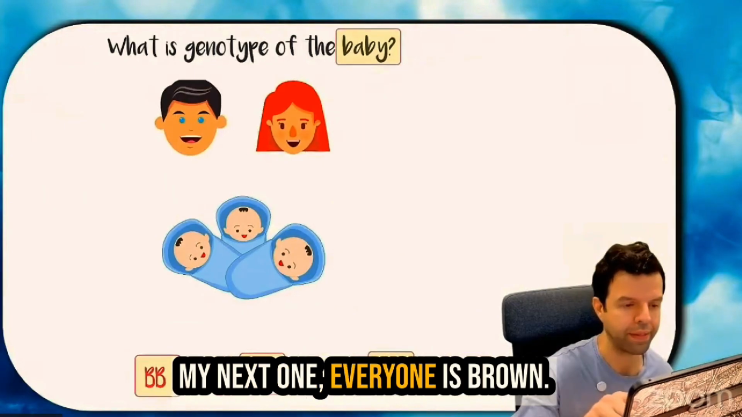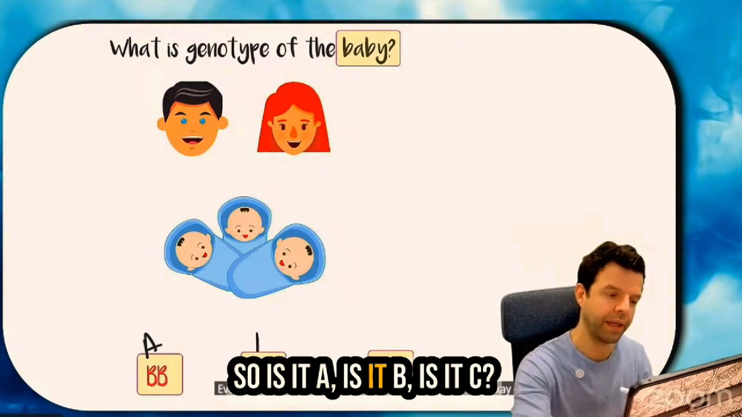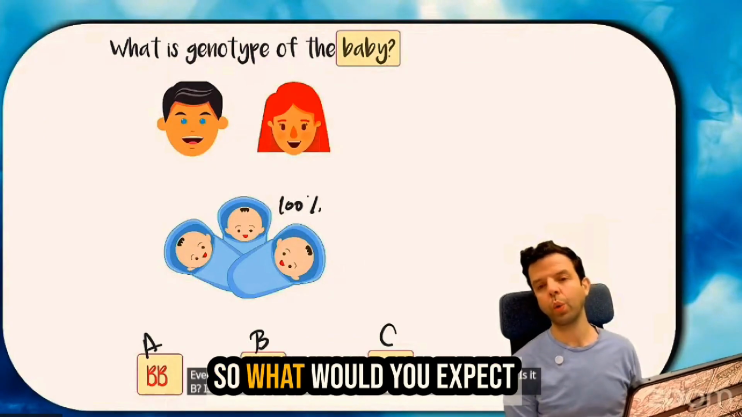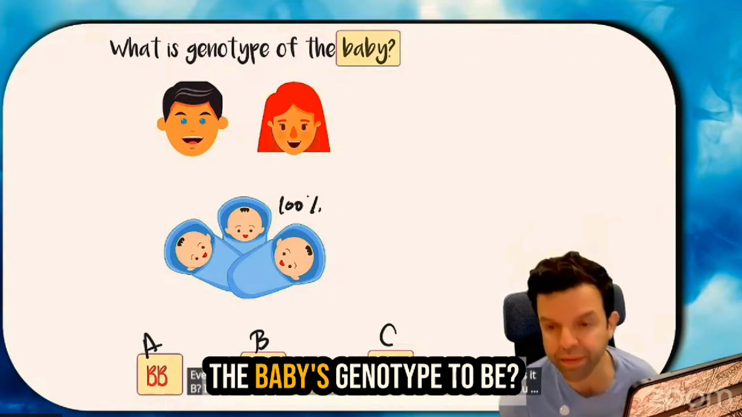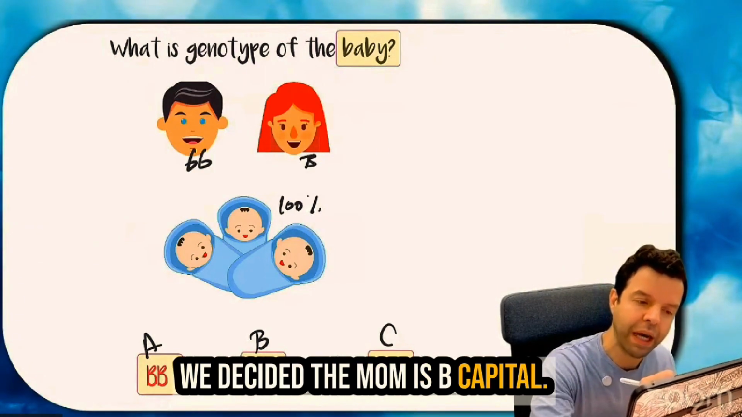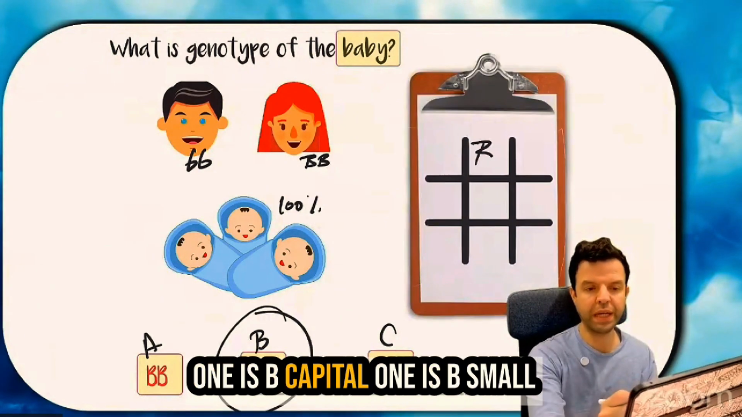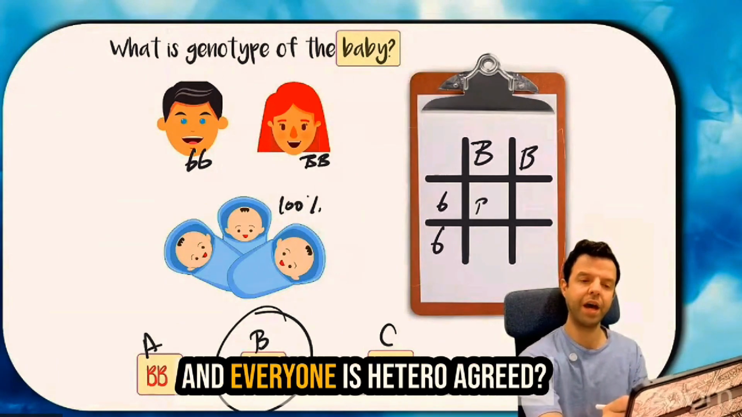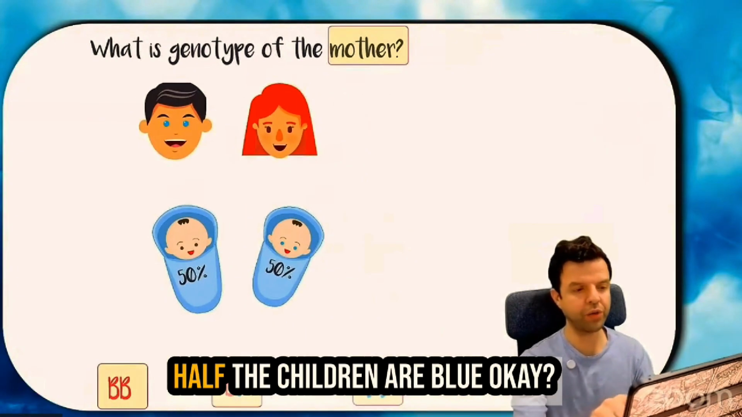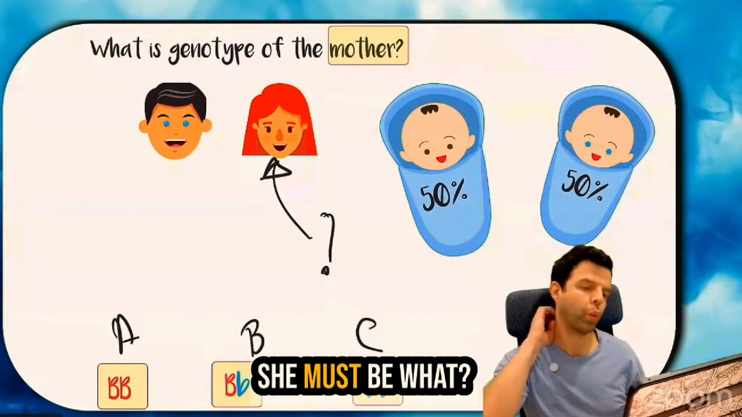My next one, everyone is brown. We want to look at the baby this time, okay? So is it A, B, or C? They're all brown-eyed, 100% are brown. So what would you expect the baby's genotype to be? The dad was small b, we decided. The mom is capital B, right? So what is the baby? Baby is heterozygous, right? One is capital B, one is small b. Everyone is hetero. Agreed? 50-50. Half the children are brown, half the children are blue, okay? What is the genotype of the mom? She must be what?